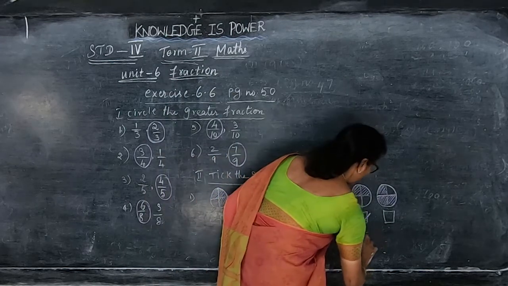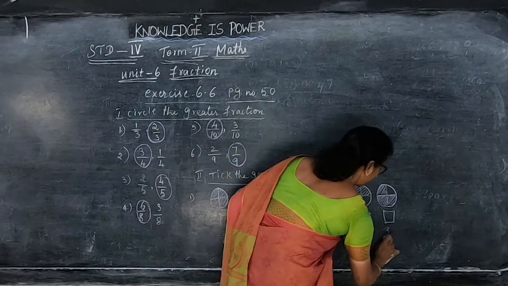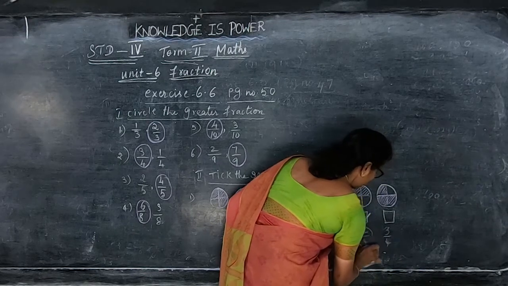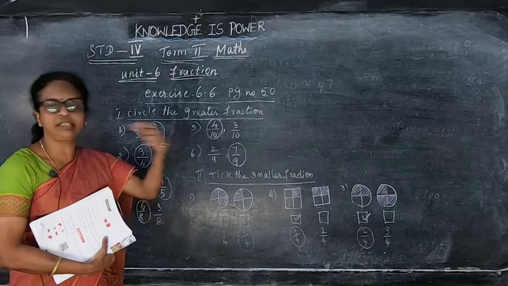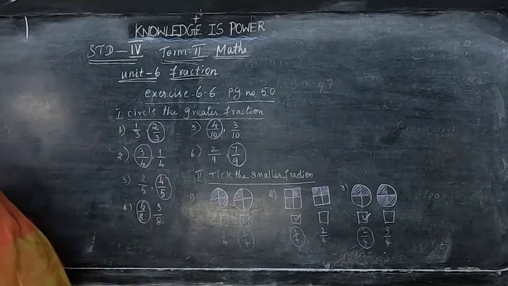Here also 2 by 4 and this is 3 by 4. So 2 by 4 is the smaller fraction. You just tick it, that is enough. So that you know, I have written the numbers. Are you able to understand this, children?